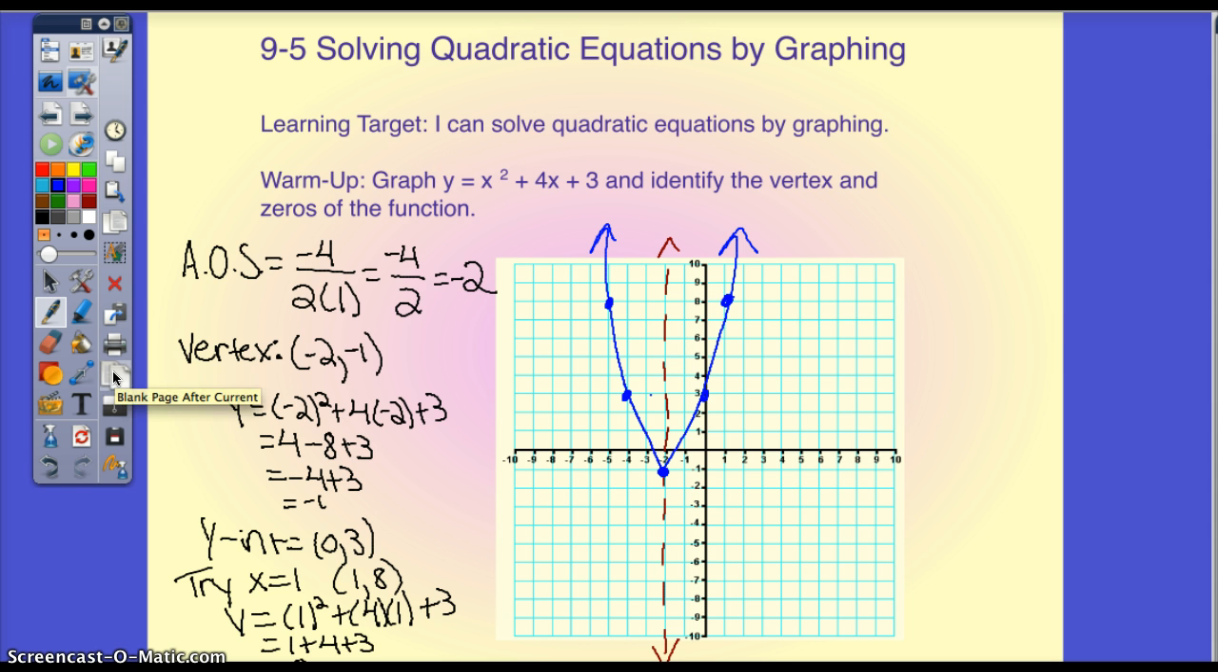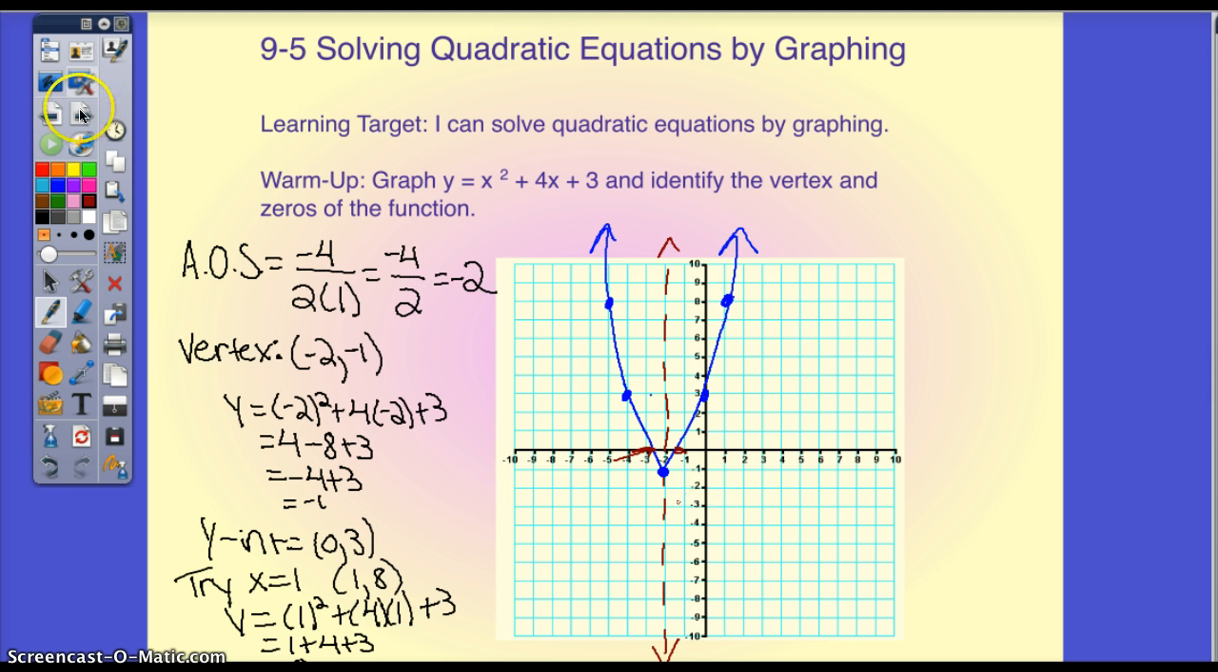Now that you've done it, this is what your solution should have been. So you should have gotten something that looks like this. And your zeros would have been right about here at -3 and right about there. So those would have been your zeros.